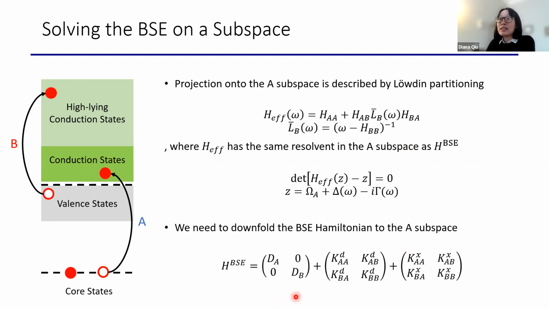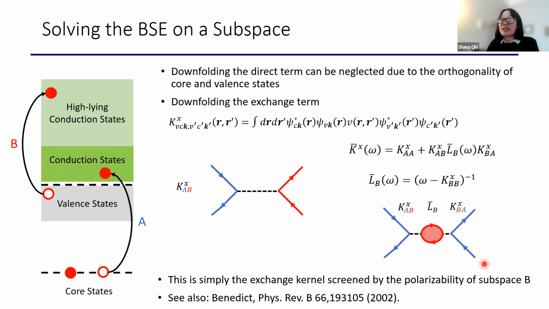And to do this, we're going to separately look at the different contributions to the BSE Hamiltonian coming from the direct and exchange terms. I'm going to go through this a little quickly since I'm running out of time, but in short, what we see is that the downfolding of the direct term can essentially be neglected due to the orthogonality of the core and valence states. And if we look at the downfolding of the exchange term, it has this form here, the AB exchange block connected by the propagator on B to this other coupling matrix BA.